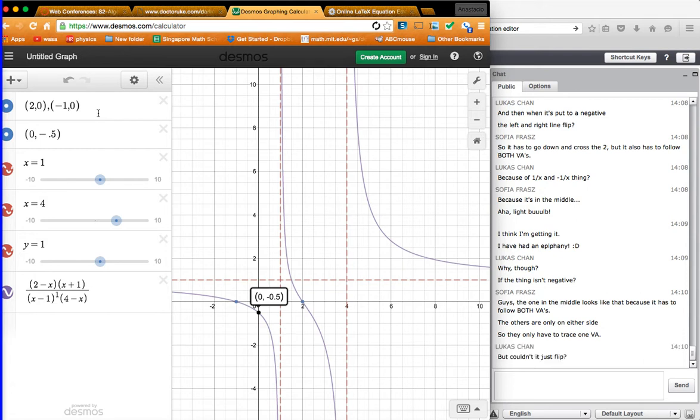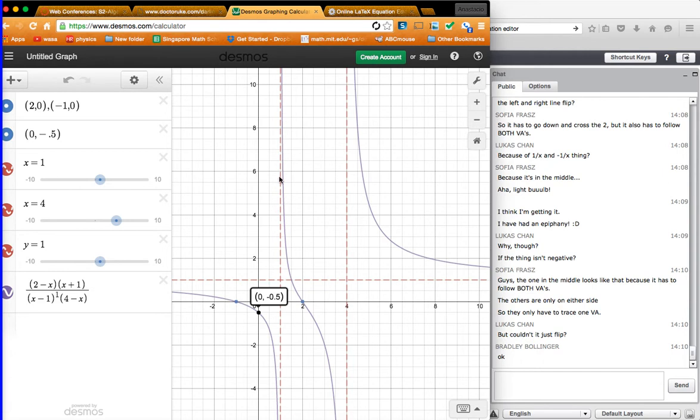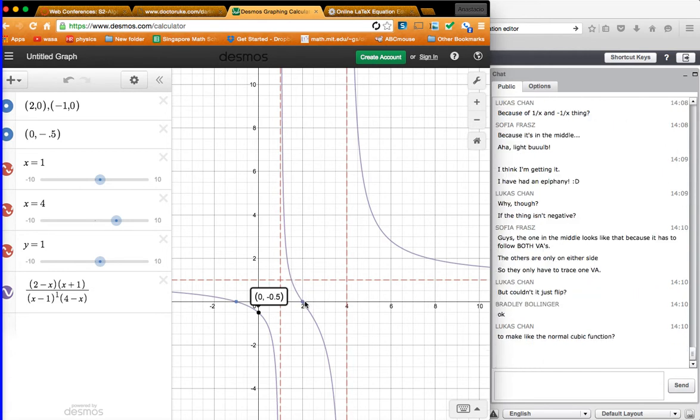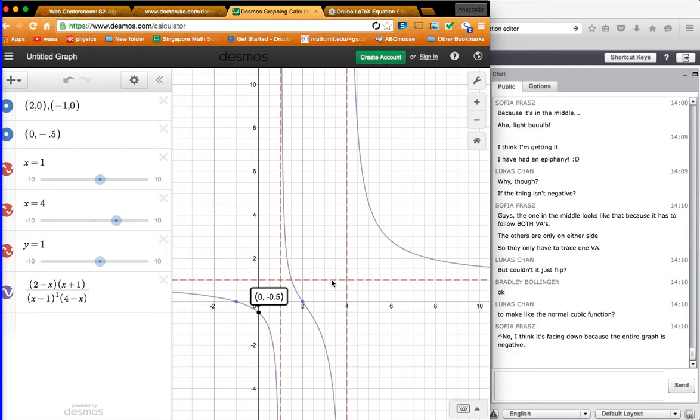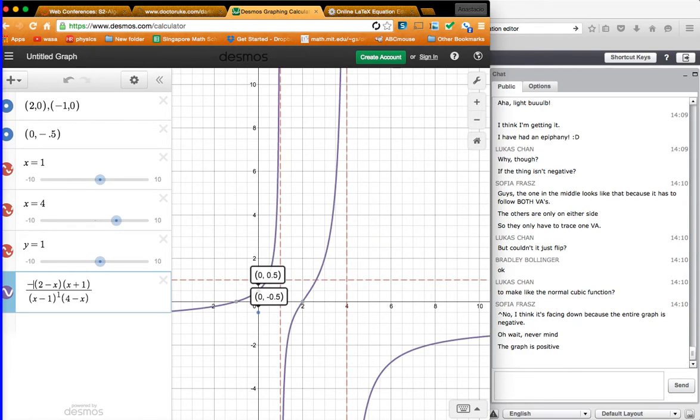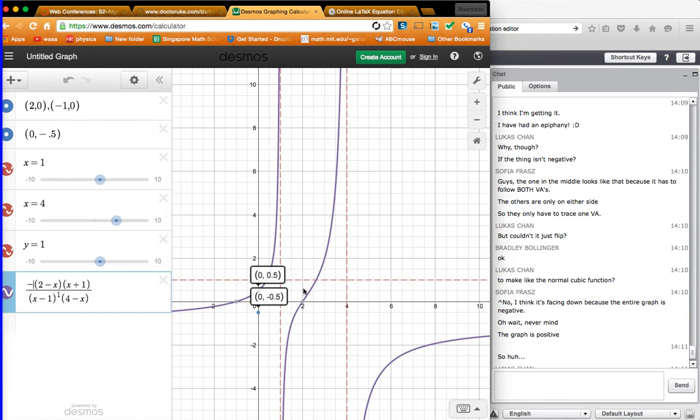But couldn't it just flip? What are you talking about? It could just flip. Lucas, are you saying that it could come down from the top up here and then kiss the X, this thing right here, and go back up? Well, actually, Lucas, are you saying you want the middle of the graph to look like that? Like this? Like a regular cubic function?